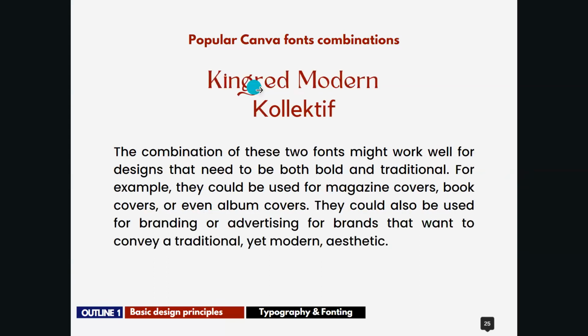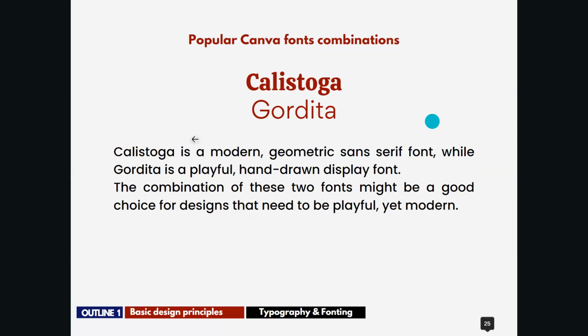We also have Kindred, Modern, and Collective. You can also use this for designing magazine covers, book covers, or even album covers, and also for branding. Then we have Calistoga and Gochi Hand. Calistoga is a modern geometric sans serif font, while Gochi Hand is a playful, hand-drawn display font. So the combination of these two would be a good choice for designs that need a playful yet modern feel.